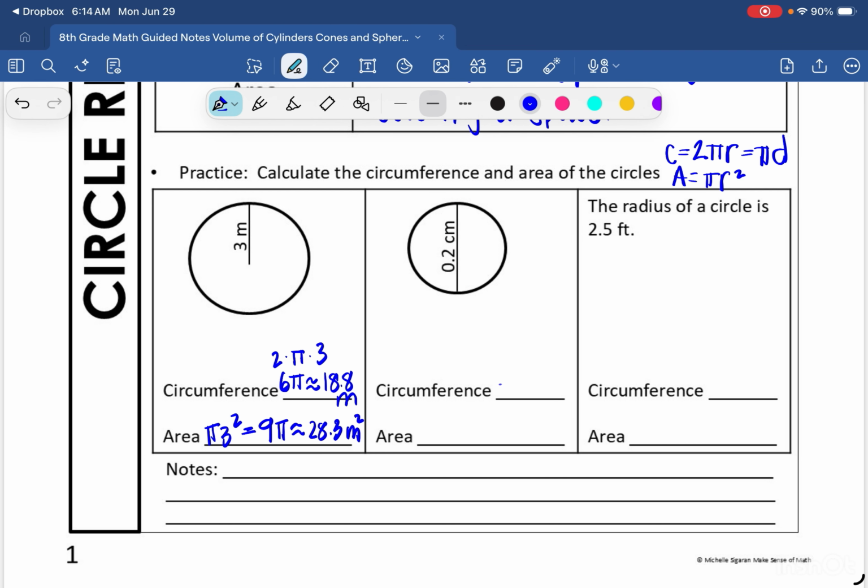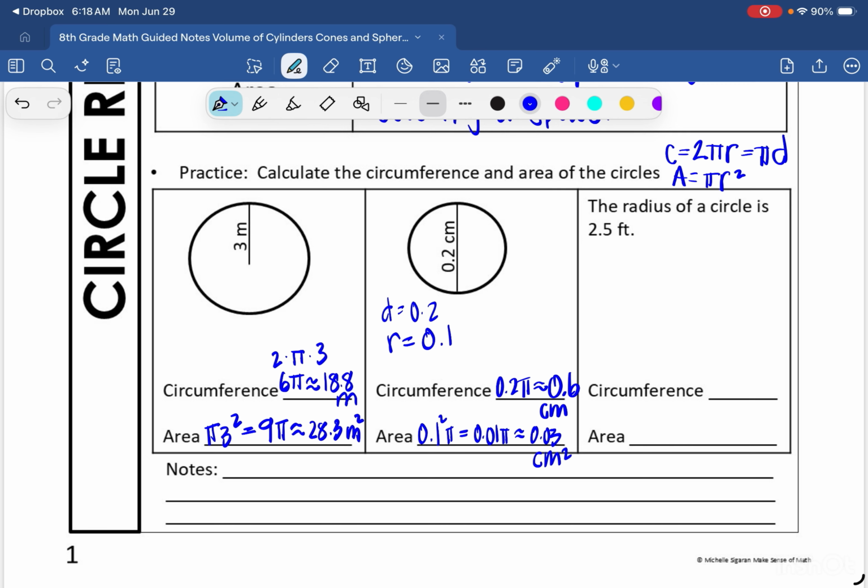The second circle has a diameter of 0.2 centimeters. The circumference is the diameter times pi, or 0.2 pi, which is about 0.6 centimeters. To determine the area of the second circle, we need to first determine the radius. We know that the diameter equals 0.2 centimeters. The radius is going to be half of that, so the radius will be 0.1 centimeters. My area is going to be the radius, 0.1 squared times pi, which equals 0.01 pi, which is about 0.03 centimeters squared.